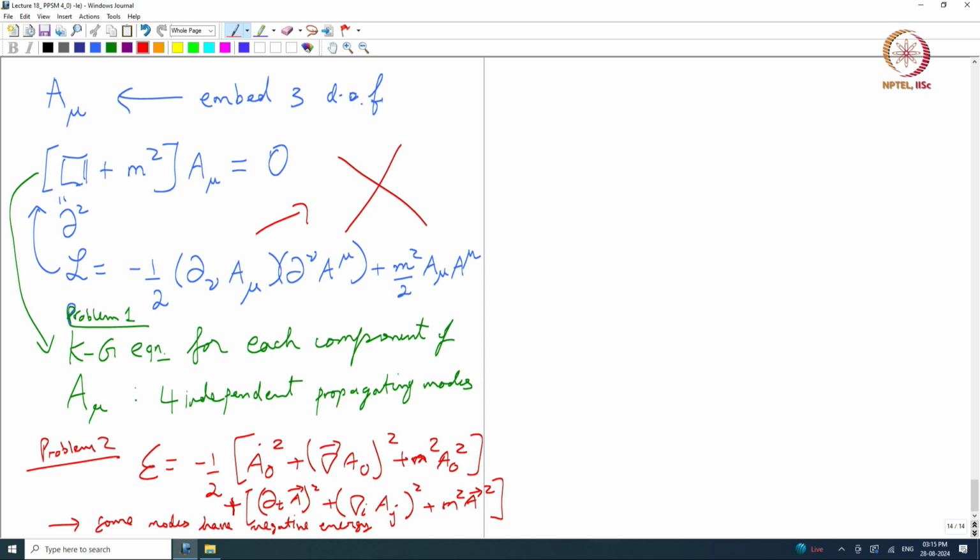Okay, so this is a good place to wrap up for this lecture. In the next lecture, we will see what else can we write down, what other Lorentz invariant term is available to us. Can we write down a consistent Lagrangian that gives us a correct equation of motion and gives us the correct embedding of degrees of freedom, and whether the energy density is positive definite or not.